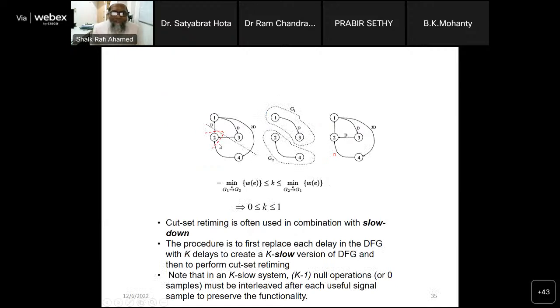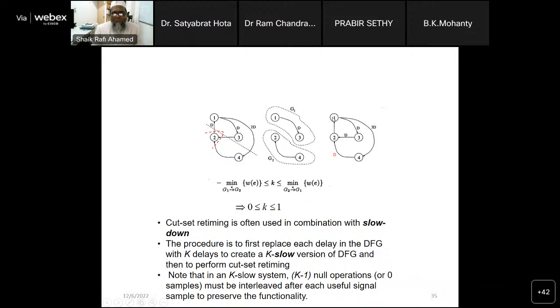Here I have taken this example. If I use this formula, we get K as 1. So if I choose this cut set, this is G1, G2. If I remove these three edges, this edge, not the red one, this black one, this edge, this edge, this becomes two disjoint graphs. Now, for the edges going from G2 to G1, there is one edge with delay. You subtract one delay, so that this becomes 0 delay. And for all the edges going from G1 to G2, you add one delay. So this delay. That will reduce the critical path.